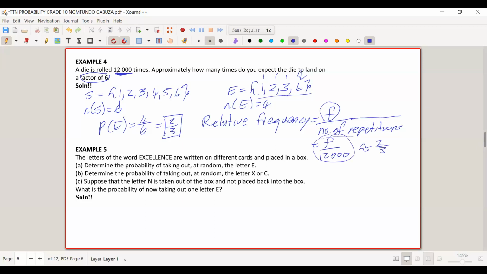This should approximate 2/3, right? So we can just solve for f over here, which means we multiply by 12,000 on both sides. We have 2 times 12,000 over 3, which means we're going to have approximately 8,000. So our frequency is going to approximate 8,000.